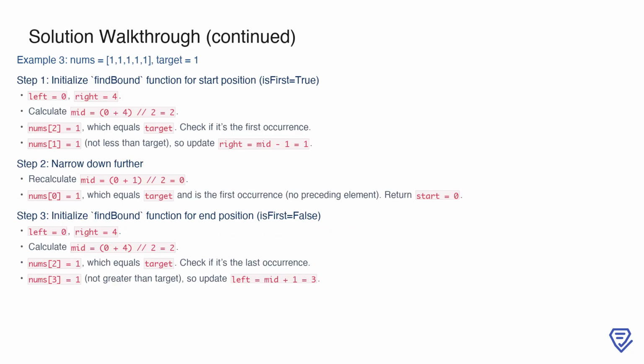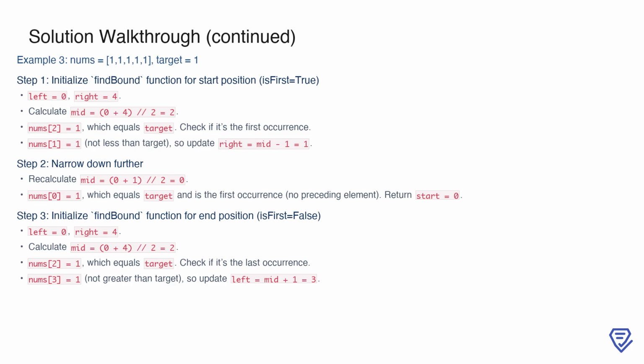In the third example, the array is [1, 1, 1, 1, 1] and the target is 1. First, we find the start position by initializing findBound with isFirst equals true, setting left equals 0 and right equals 4. Calculating mid gives 2, where nums[2] equals 1, matching the target. To check if it's the first occurrence, we look at nums[1], which is also 1. This means we need to narrow the range by updating right to mid - 1, which is 1. Recalculating mid as 0 gives nums[0] equals 1, also matching the target. Since there's no preceding element, we confirm it's the first occurrence and return start equals 0.